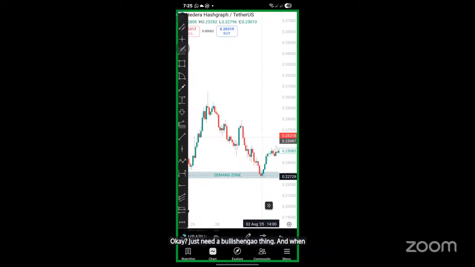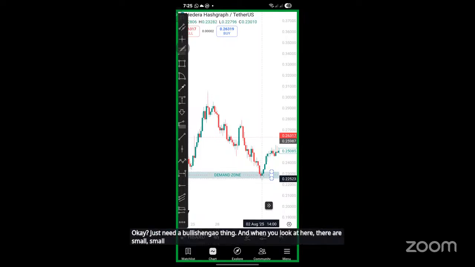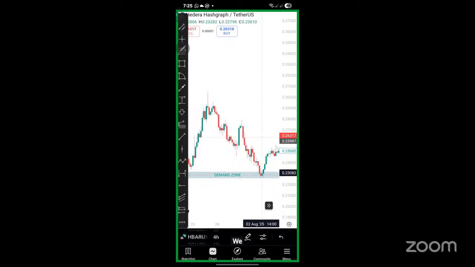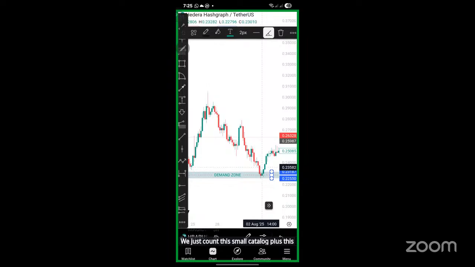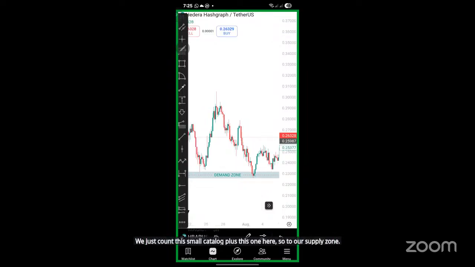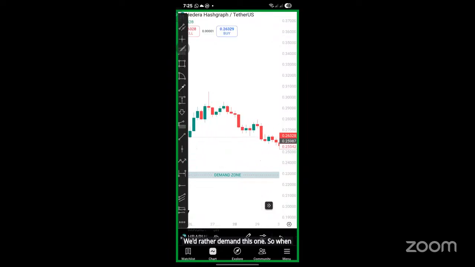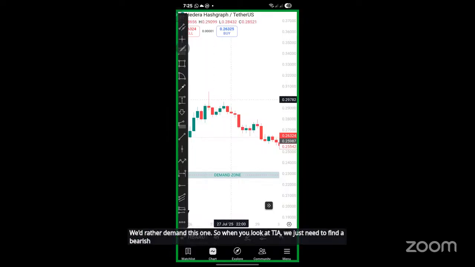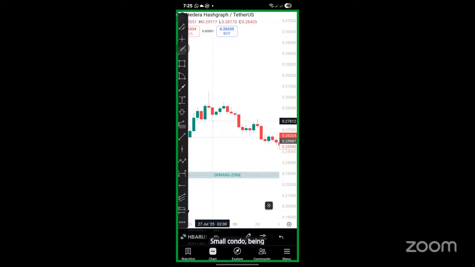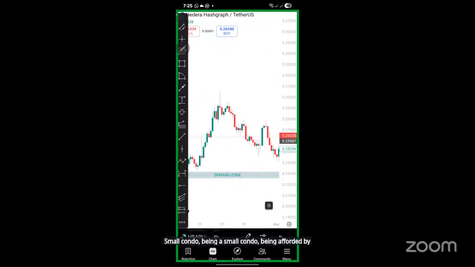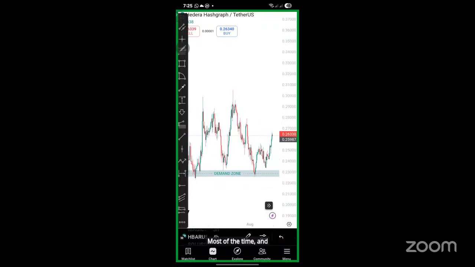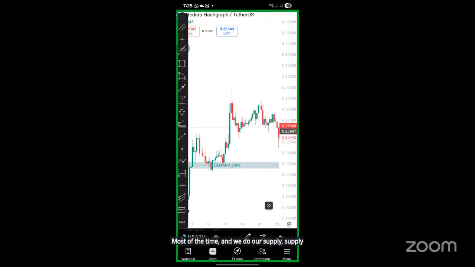And when you look at here, there are small candles here. We just count this small candle plus this one here. So we do our supply zone, we do our demand zone. So when you look at here, we just need to find a bearish engulfing pattern like this one. A small candle being followed by a red candle most of the time, and we do our supply zone. So that's what we are going to do here.